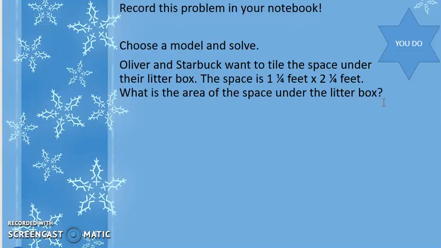And we're back. Okay, so we have Oliver and Starbuck. Those are Miss Walker's kitties, and they want to tile the space under their litter box. I'm pretty sure they're going to need help. The space is 1 1/4 feet by 2 1/4 feet. We want to know what is the area of the space under this litter box. So I am going to show you with area model.